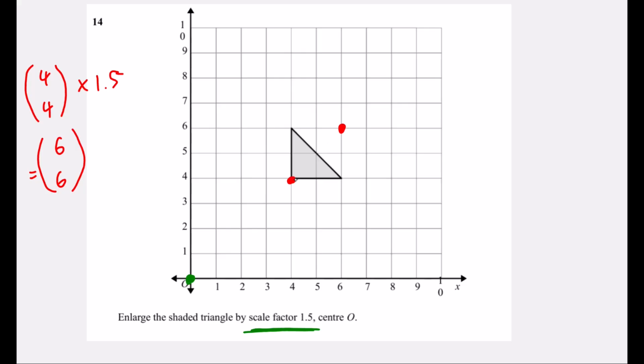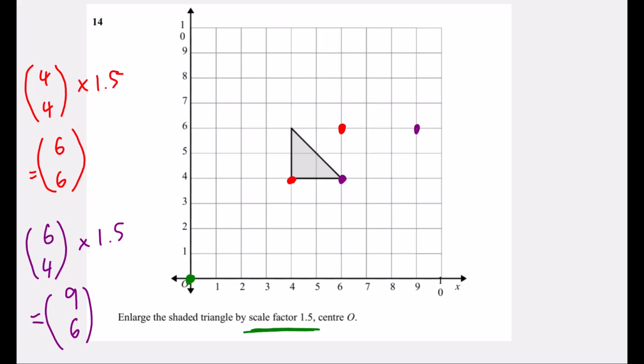So this point moves to here. And we can do the same for every point. So this one was 6 right, 4 up. If I times that by 1.5, 1.5 times as far away from the origin, 1.5 times 6 is 9. 1.5 times 4, again, is still 6. So it's 9, 6. So 9 along and 6 up. And that goes up to here.